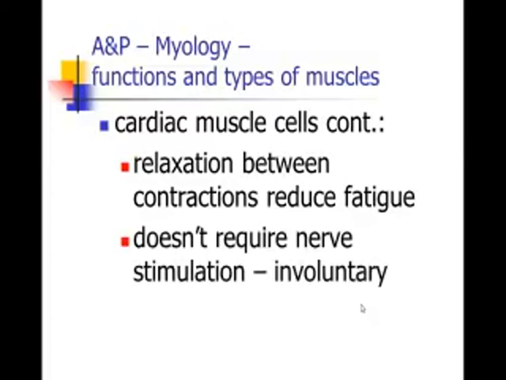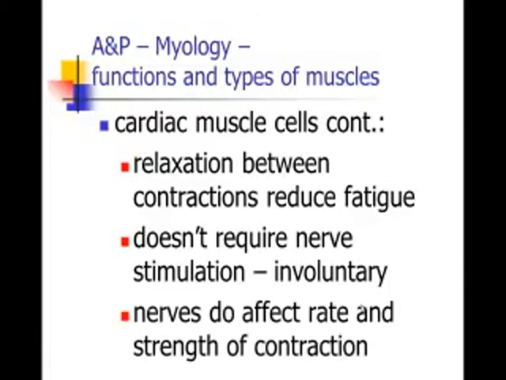As I mentioned, it doesn't require nerve stimulation. But they are involuntary. So you can't say, gee, I think I'll contract my left ventricle for 5 seconds and keep it contracted. That's not possible. However, nerves do affect both the rate and the strength of the contractions, and the primary nerve influencing the activity of the heart is the vagus, which is a parasympathetic nerve. So parasympathetic nerves do what to cardiac activity? Right. Decreases cardiac activity. In fact, strong vagal stimulation can cause the heart to stop.